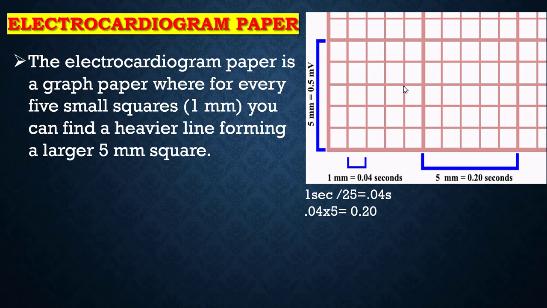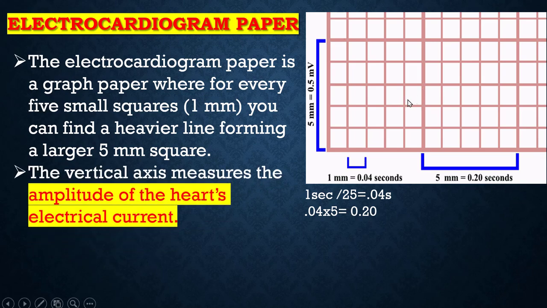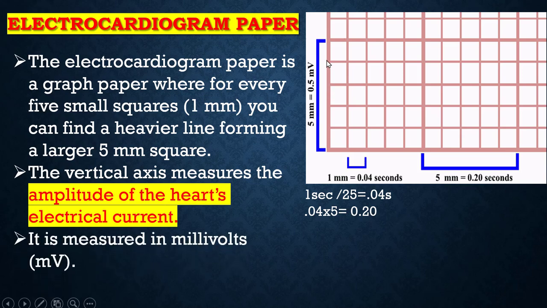After every 5 lines you can find a heavier line, and between the two heavier lines there are 5 small squares, which is equal to 1 millimeter each, and the large square which contains 5 small squares is equal to 5 millimeters. The vertical axis measures the amplitude of the heart's electrical current.